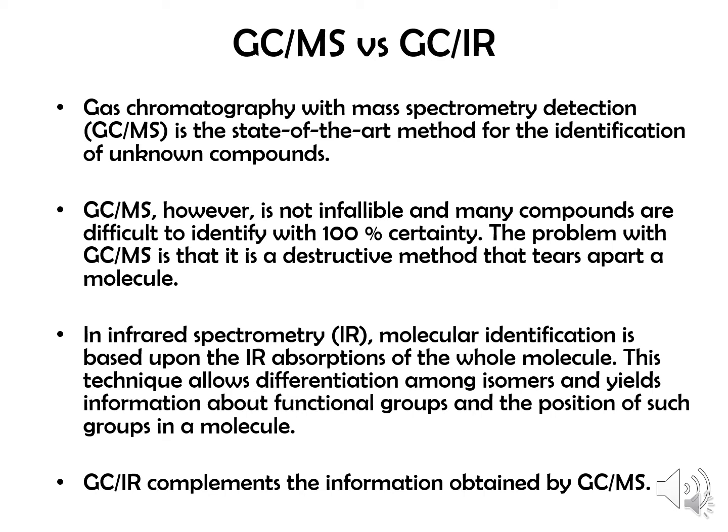To give a simplistic analogy of what we're talking about here, if we're looking at parts of a human being, GCMS could tell you, oh, this is a hand. GCIR could tell you if it's a left hand or a right hand.